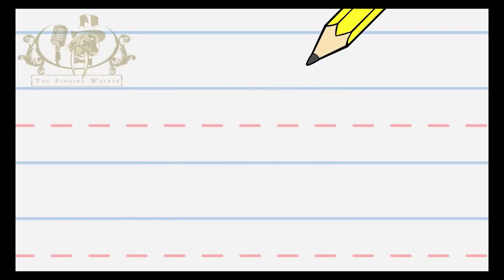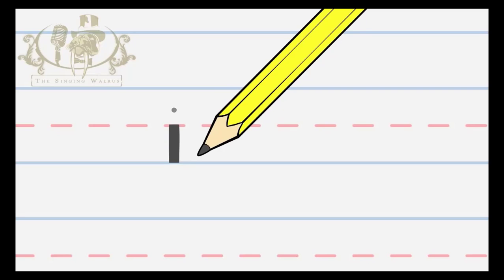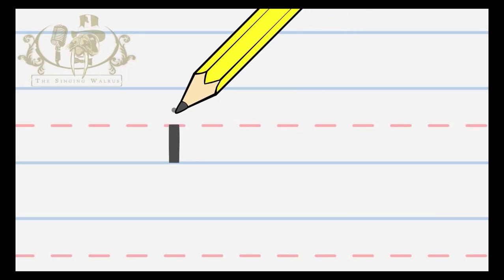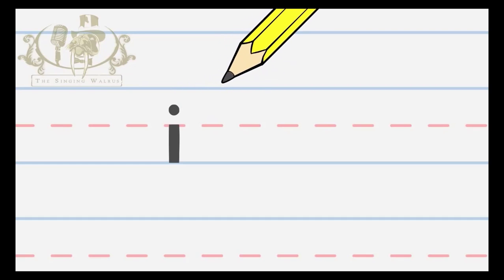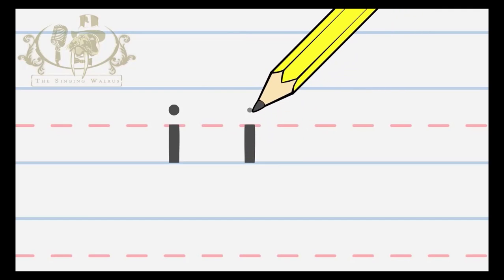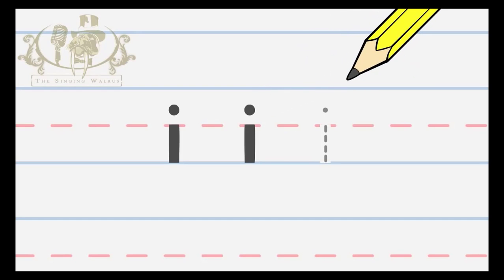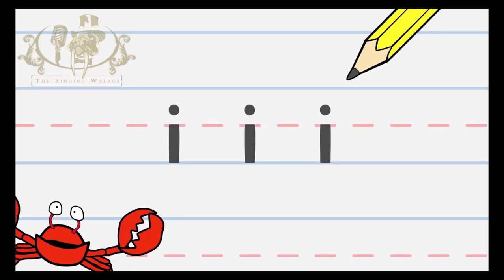Great job! Now we're going to write the lowercase I. That's the small I. Start in the middle and make a line down. Then, go above the middle and make a small dot. Let's try it again. Down, make a small dot above the middle. Now you try. Now, check if you did it right. Well done! Now you know how to write the letter I.